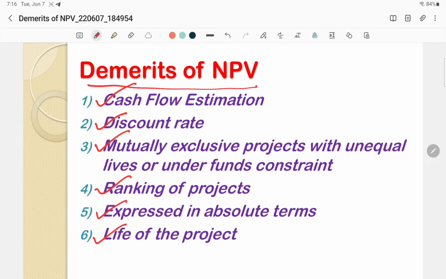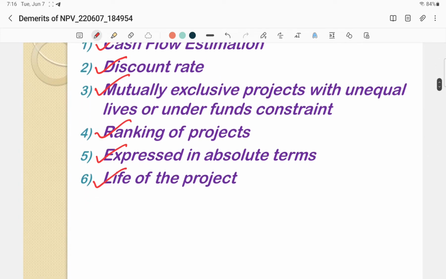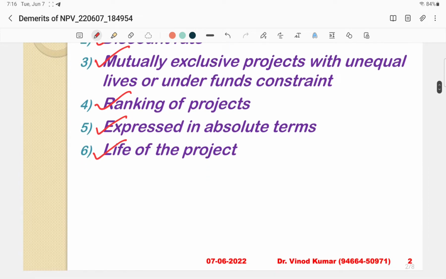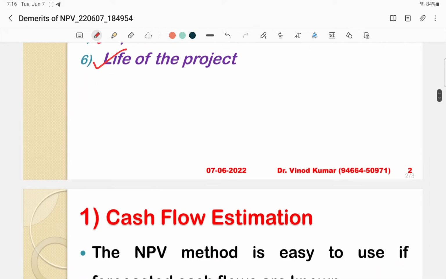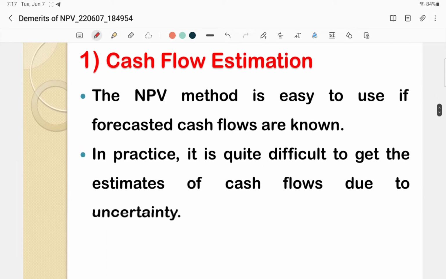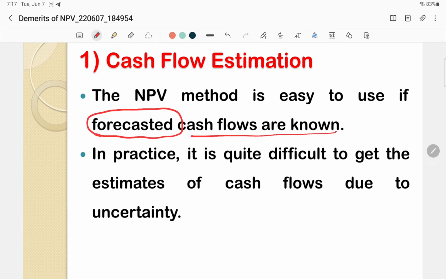So, we will learn one by one about each demerit of NPV. First one is the cash flow estimation. NPV method can be used very easily. Condition is that estimated or forecasted cash flows are known to the financial manager.